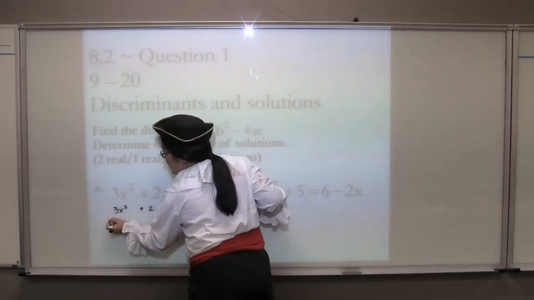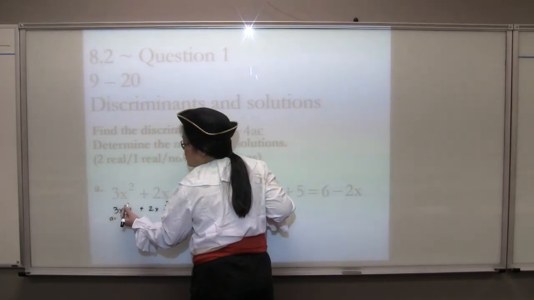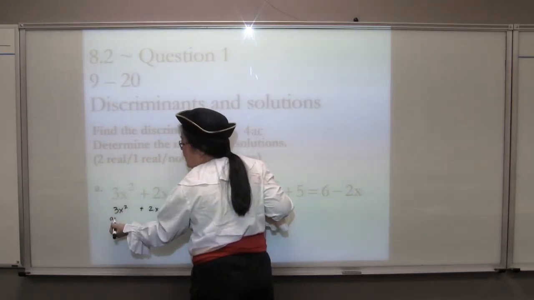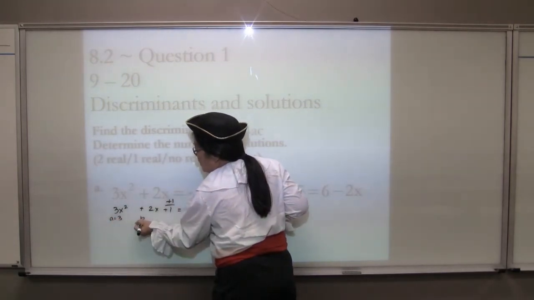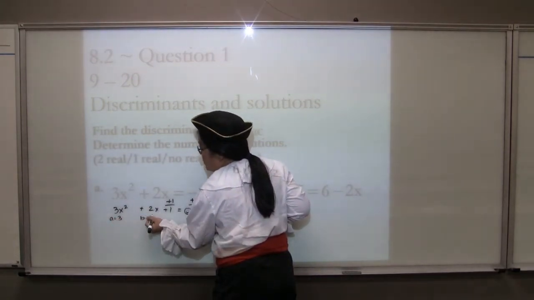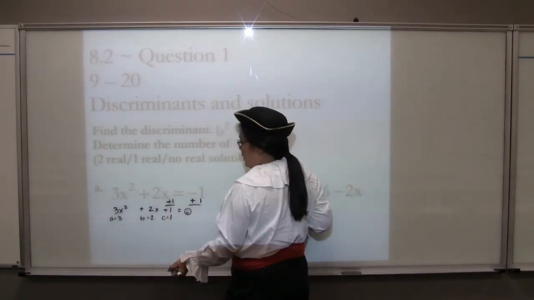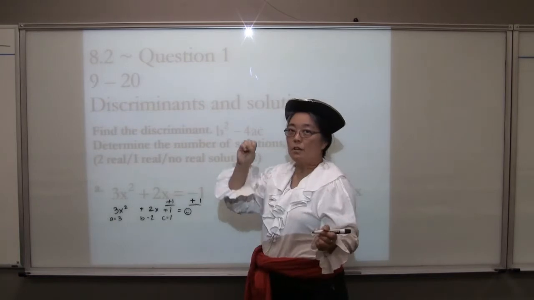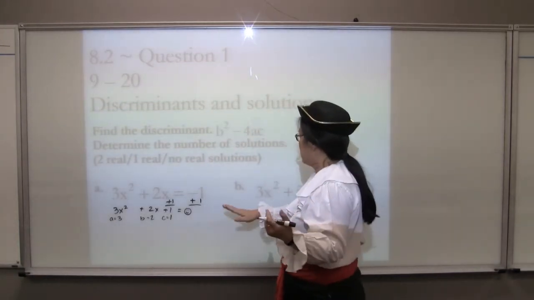A is the coefficient of x squared. Be careful. Many people say that a is 3x squared. That's the entire term. A is just the coefficient, meaning the number in front. B is the coefficient, meaning the number in front of x, which is 2. And c is the constant at the end, which is 1. Now, formula, plug, work, answer. That's how we do all those.